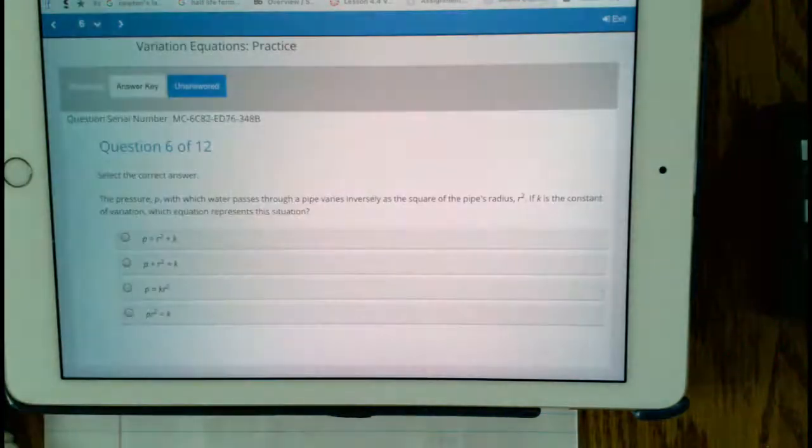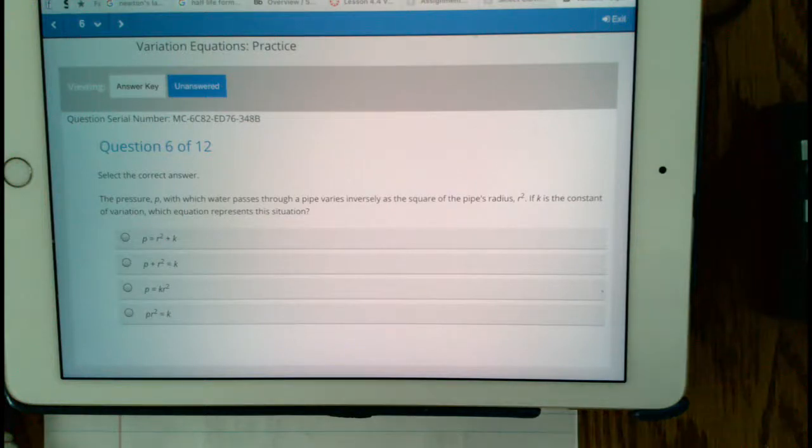Problem number 6, very, very similar. The pressure P with which the water passes through a pipe varies inversely. So as you're working through this unit, make sure you're looking for, does it say varies directly or does it say varies inversely, as the square of the pipe's radius r squared. If k is the constant of variation, which equation represents the situation?